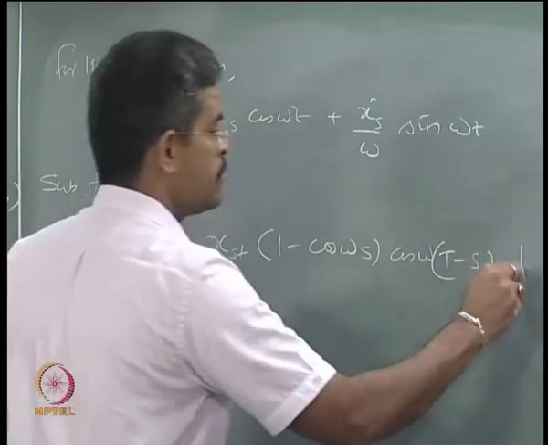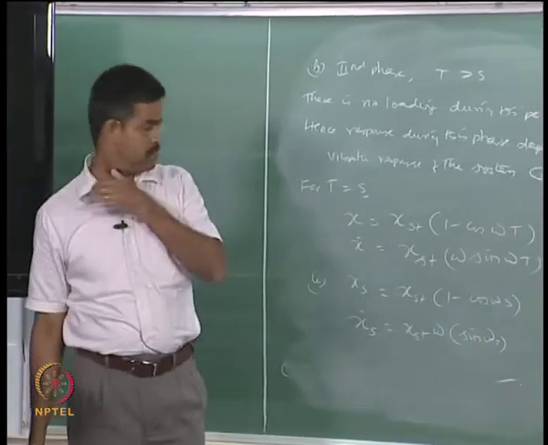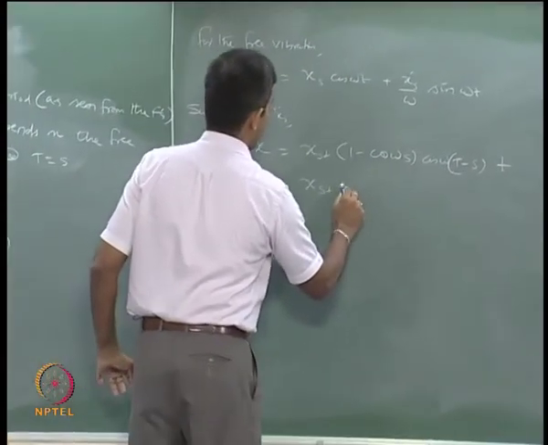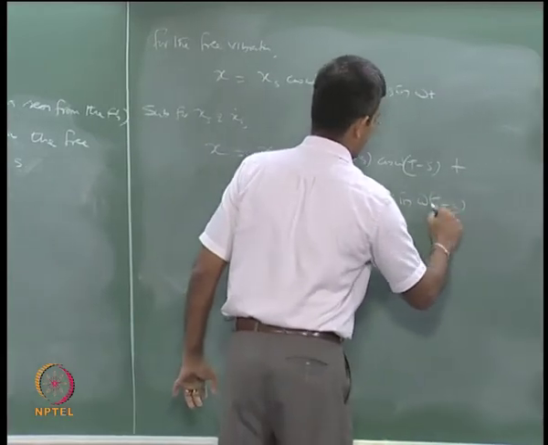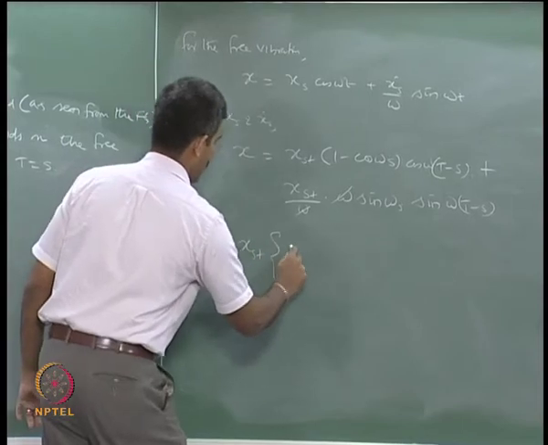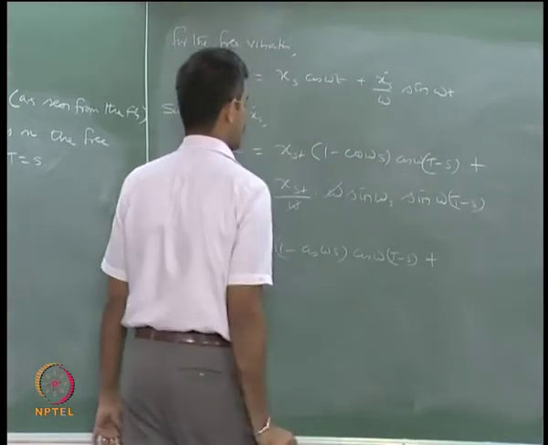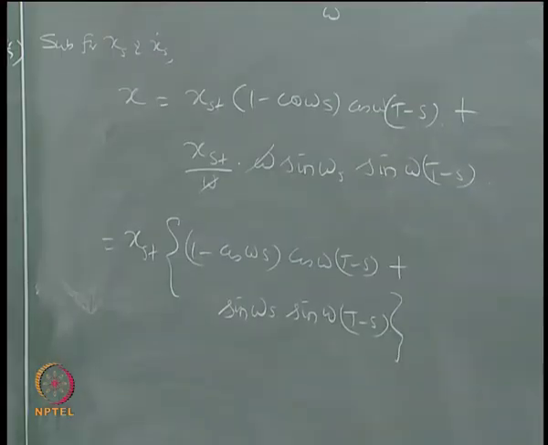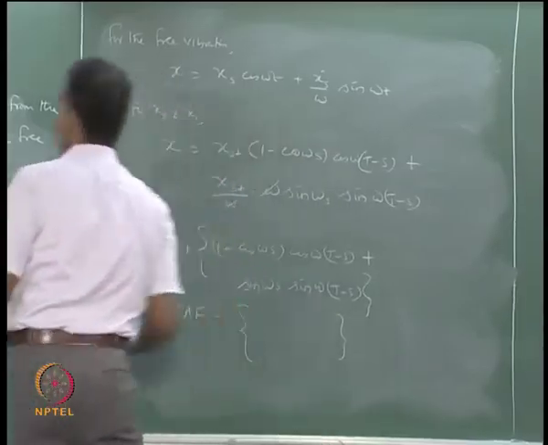Plus x static by omega, omega sin omega s, sin omega of t minus s. So, this goes away, and I get x static of 1 minus cos omega s, cos omega of t minus s, plus sin omega s, sin omega of t minus s. So, x by x static is the dynamic amplification factor, which gives me this value as it is.